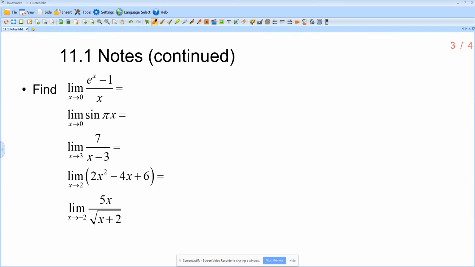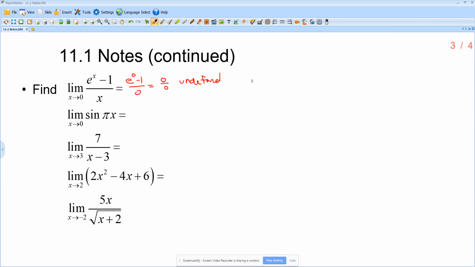Okay, so now we're just going to go through a whole bunch of different relatively quick examples. All of these I'm substituting in first. So I get e to the 0 minus 1 over 0. Anything to the 0 power is 1. 1 minus 1 is 0 over 0. So this is undefined.